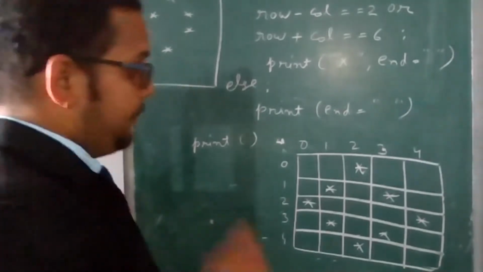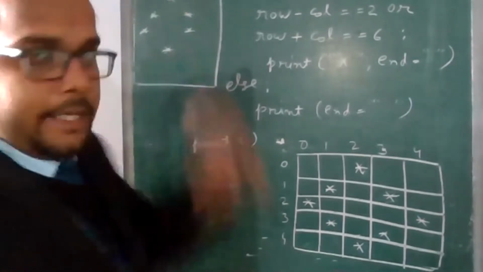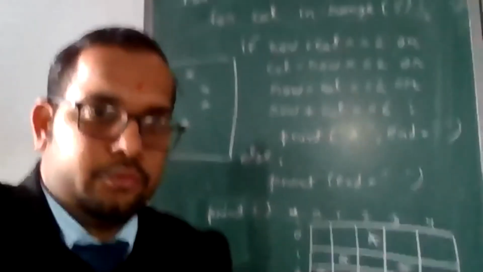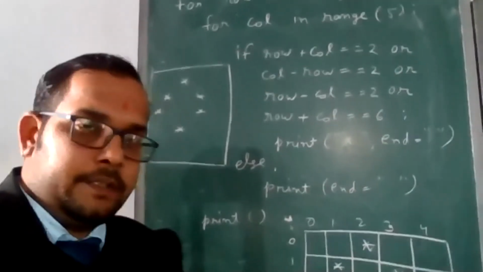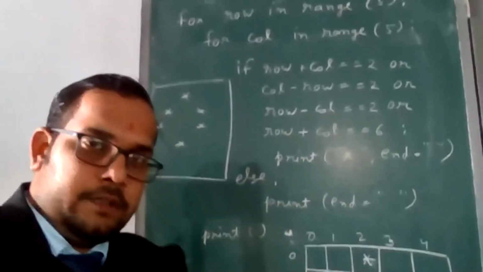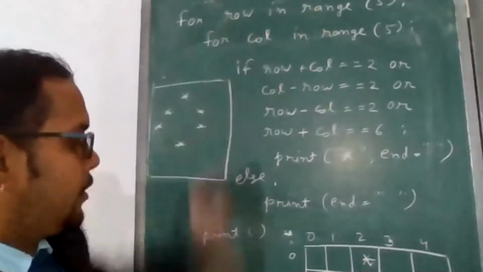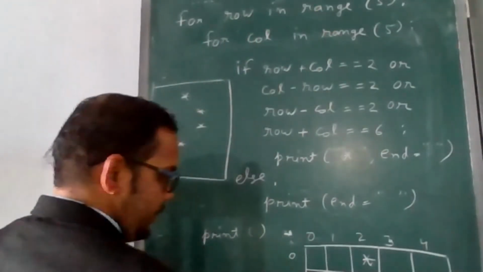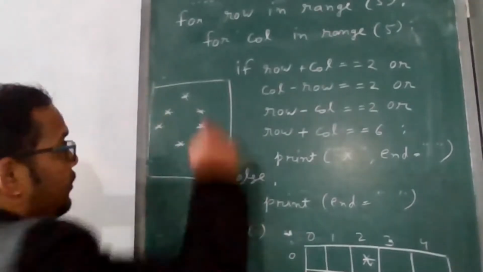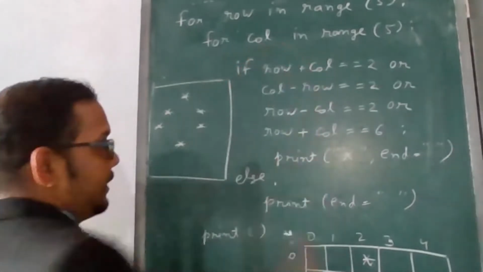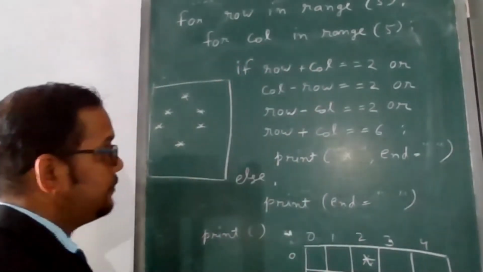Now, how do we make this pattern? First of all, you have to write 2 for loops. Now it is visible, I think. For row in range 5. This is for the number of rows, so 0, 1, 2, 3, 4. I have made 5 rows here. Then for column in range 5, so the number of columns is 5: 0, 1, 2, 3, 4.